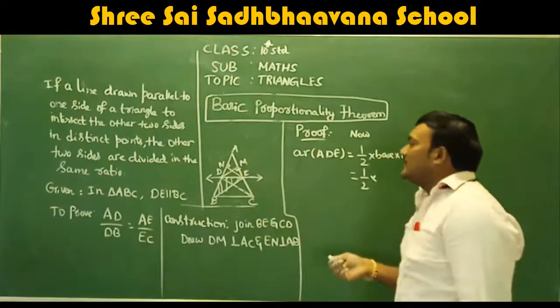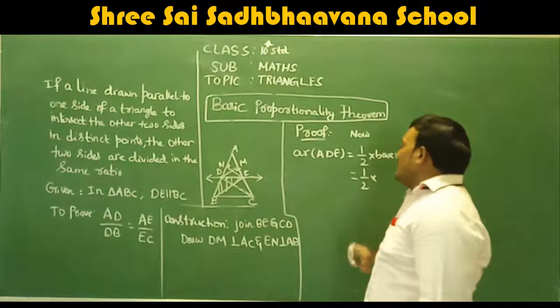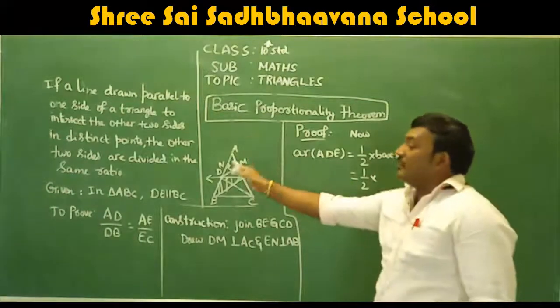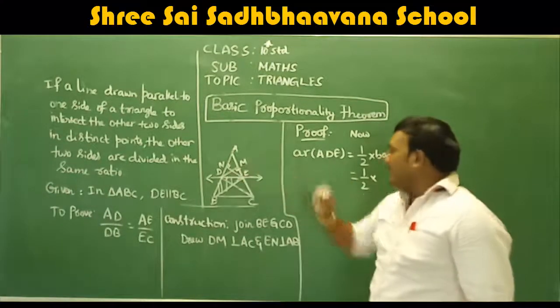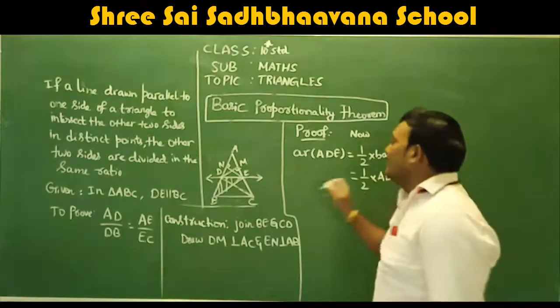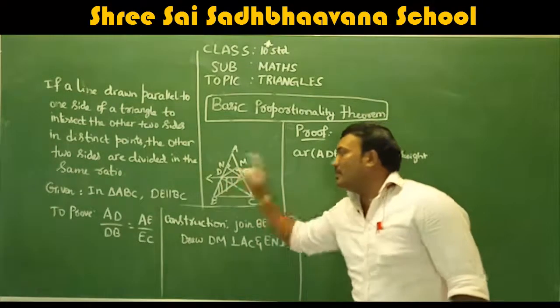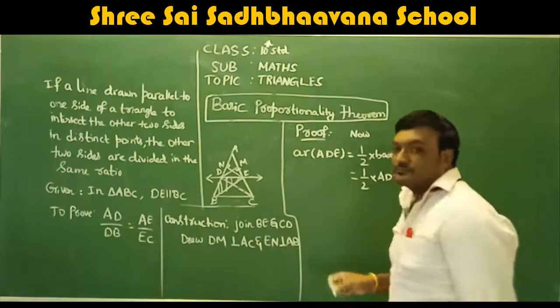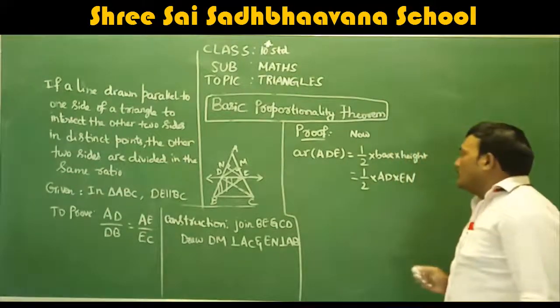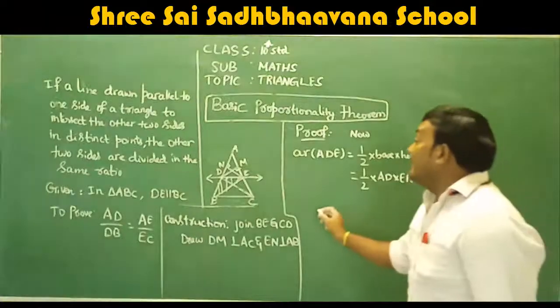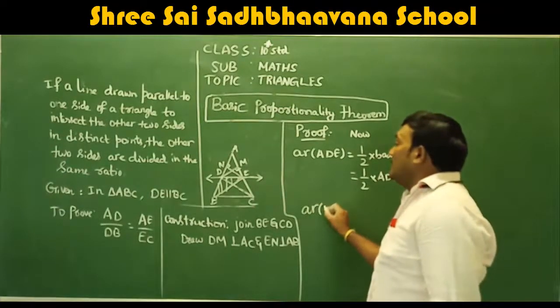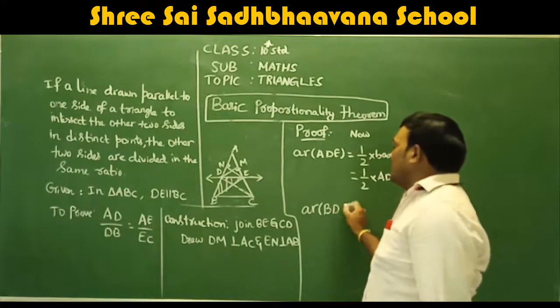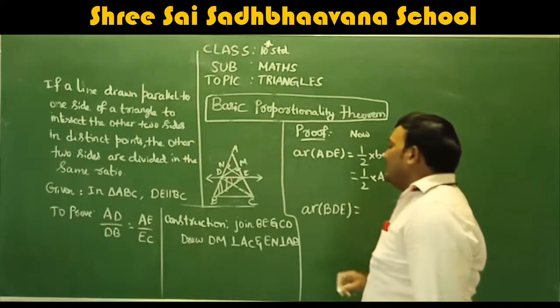So let me write the triangle ADE area. Half into, in this side, if you consider what is the base of ADE, AD is the base. You can see here. AD is the base. What is the perpendicular? EN is the perpendicular. Got it? So now, similarly, area of triangle BDE.